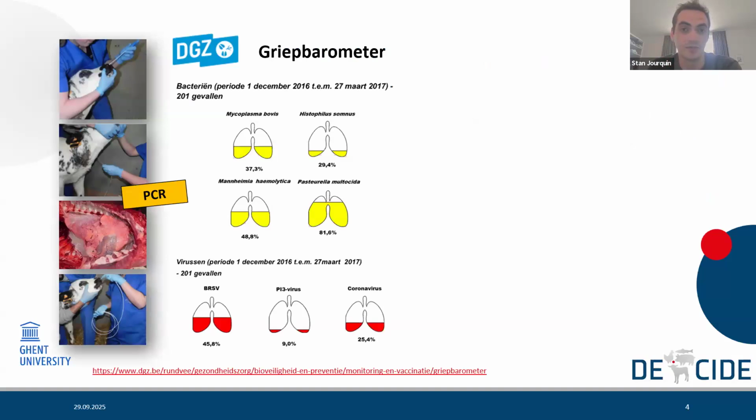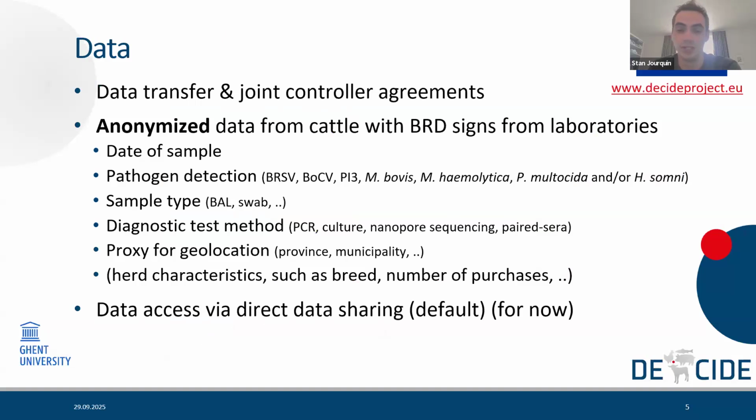The idea came first from a Flemish lab. They are doing it since 2016 already, but this is just PCR data from the Flemish region, and not the entire Flemish region even, where each week they give an updated estimate of the prevalence of disease that they get from PCR samples of respiratory samples taken from calves and cattle alike. So based on that, we try to expand. Within the DECIDE project, we had the opportunity to reach out to multiple labs and find ways that we can transfer data and get controller agreements to see whether we can all combine that and have a more European view on the topic.